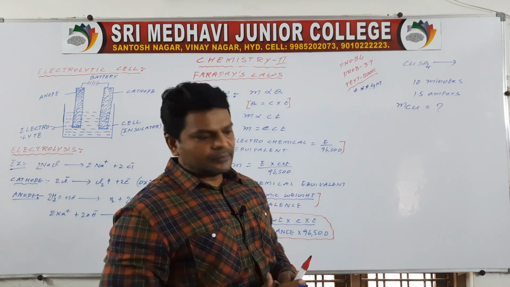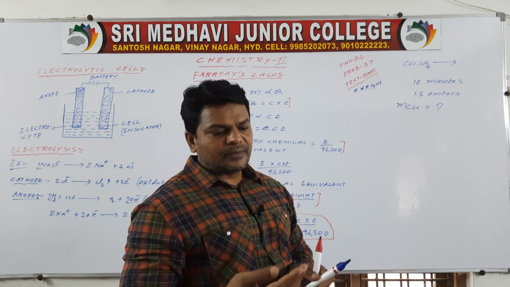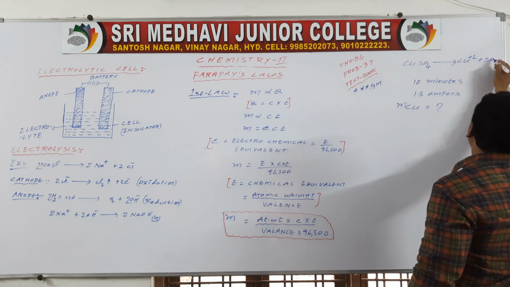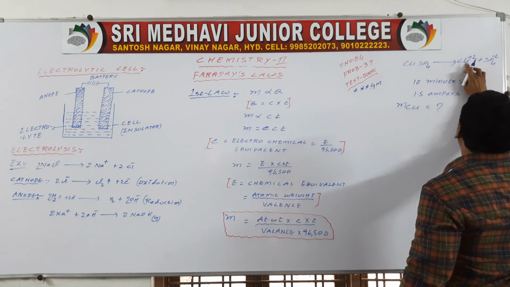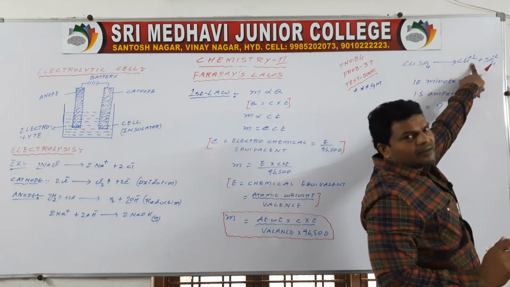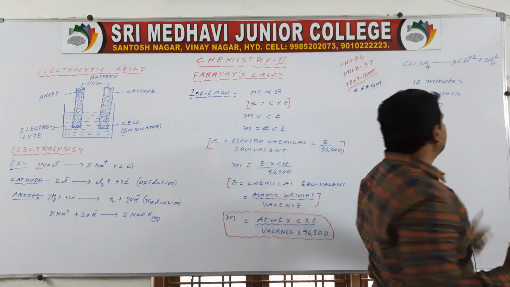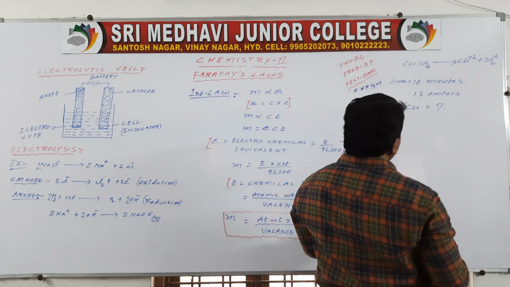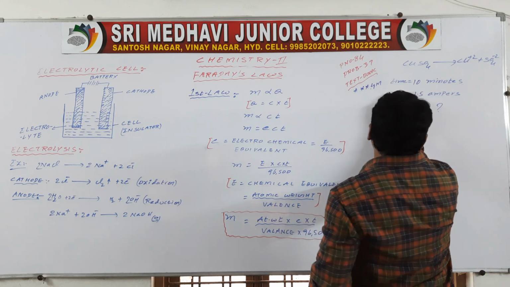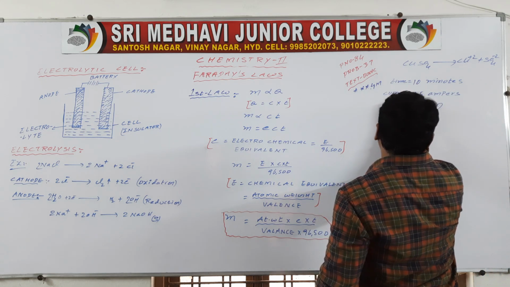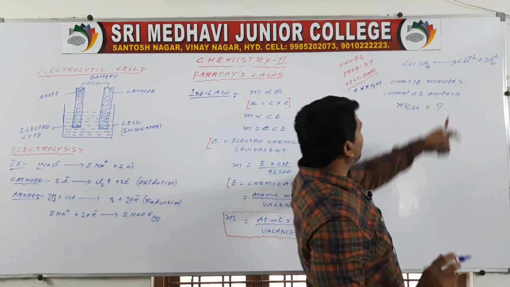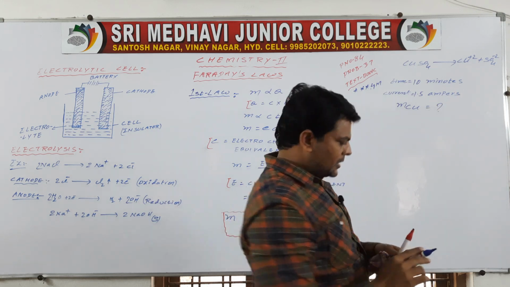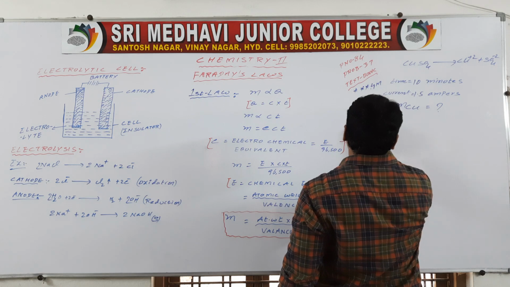It is given data. CuSO4 electrolyzed means it can be divided into Cu plus 2 and SO4 minus 2. Cu plus 2 is nothing but its valency. The time is 10 minutes, and the current is 1.5 amperes. Then we have to calculate the mass of copper deposited.